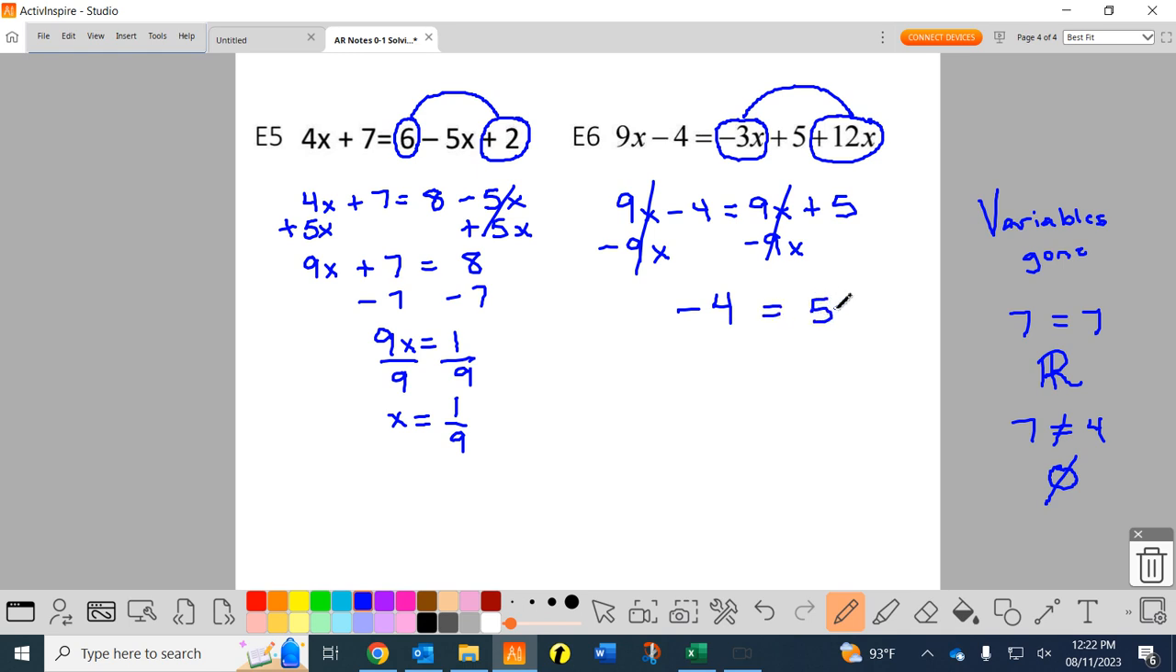Guys, can negative 4 ever equal 5? Ever? No, it's not possible. Those are not equal to each other. Therefore, which one of our answers is it? No solution. Good.